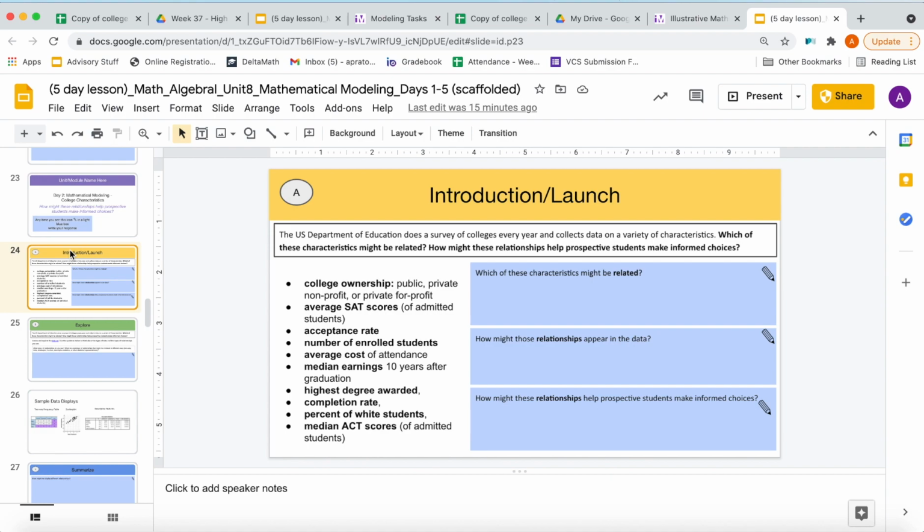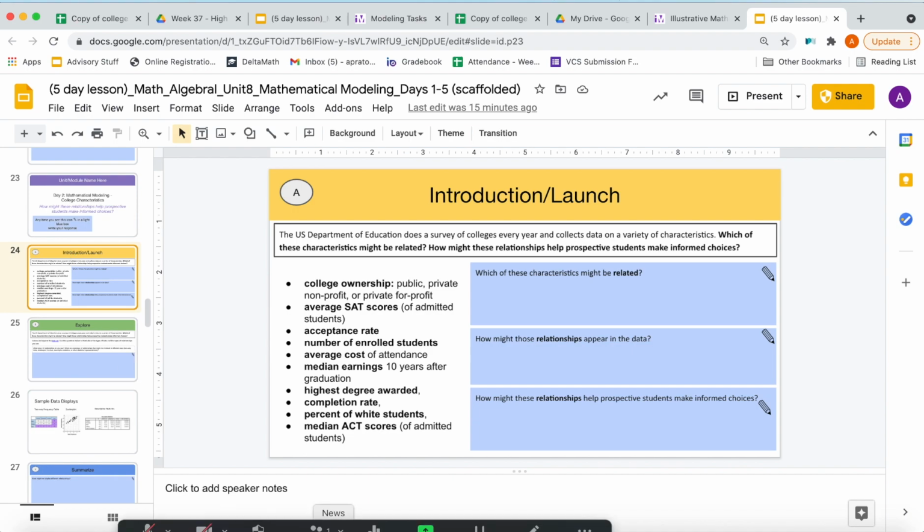So take a minute and go ahead and answer this launch. You want to ask yourself, which of these characteristics might be related? How might those relationships appear in the data? And how might these relationships help prospective students make informed choices?